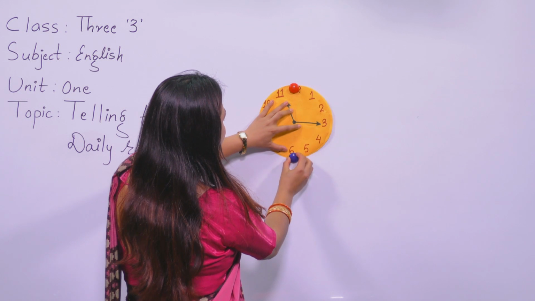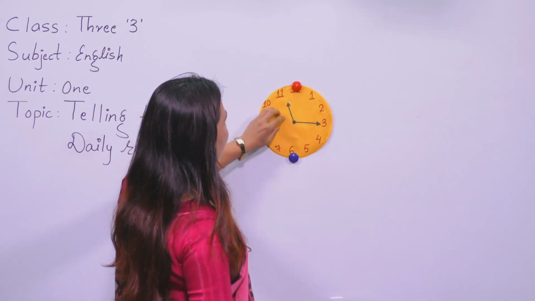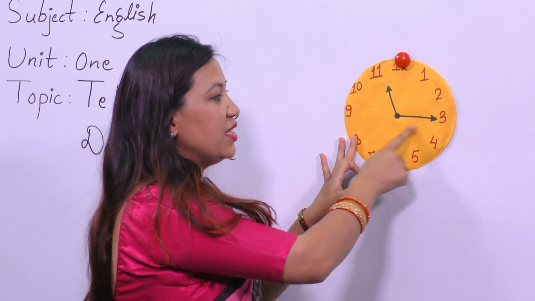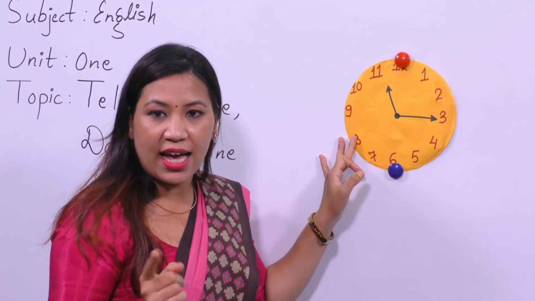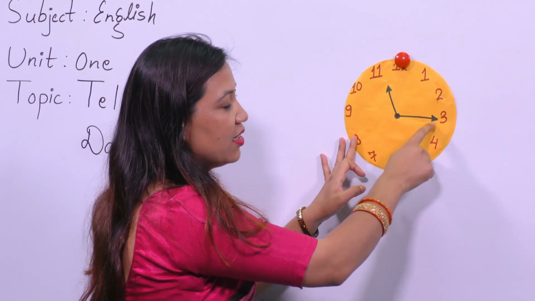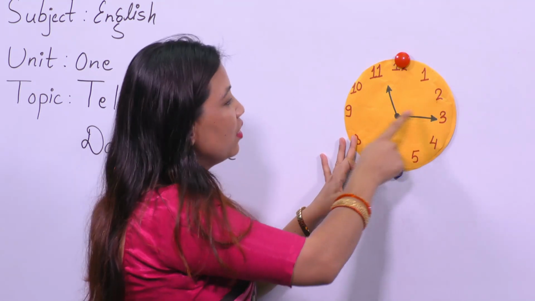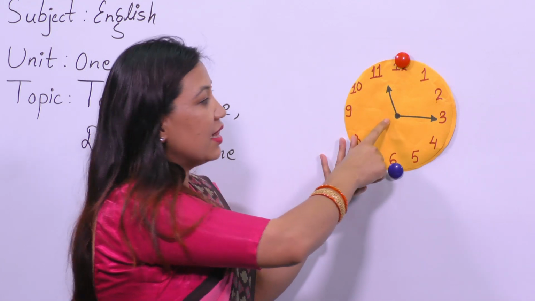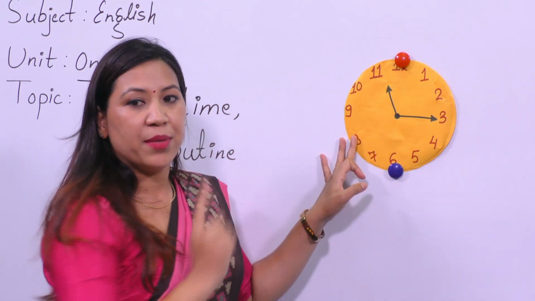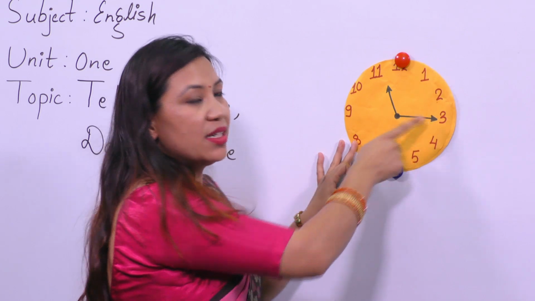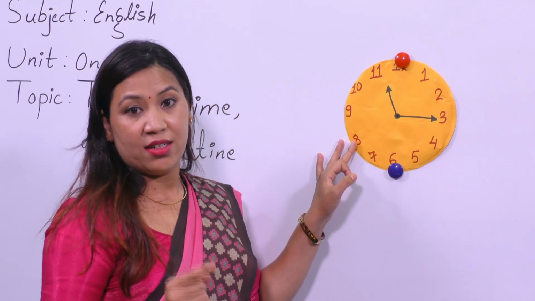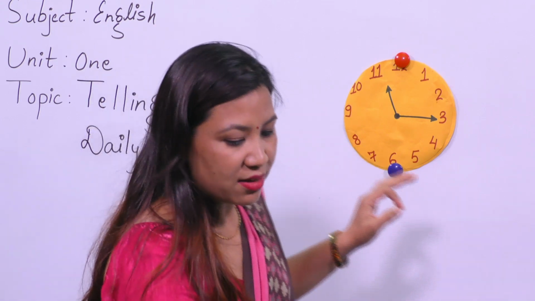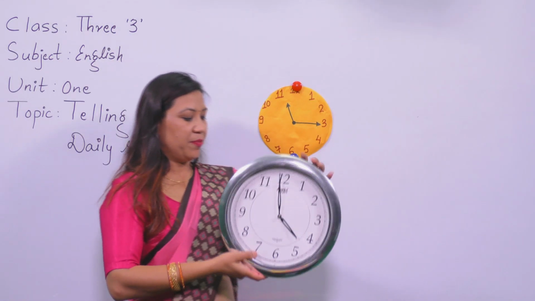Similarly, if the long hand in this clock is pointing at 3 and the short hand is a little up to 11, that means it is 11:15. Similarly, you can see this clock.